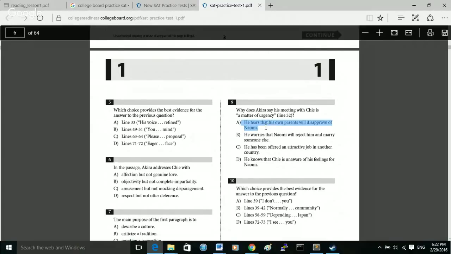So which answer choice here shows that he has a job offer? Answer choice A. He fears that his own parents will disapprove of Naomi. No, that's not it. Answer choice B. He worries that Naomi will reject him and marry someone else. No, that's not it either. Answer choice C. He has been offered an attractive job in another country. Correct. Answer choice C is correct. What does answer choice D say? He knows that she's unaware of his feelings for Naomi. No, that's not correct either. So answer choice C is correct.